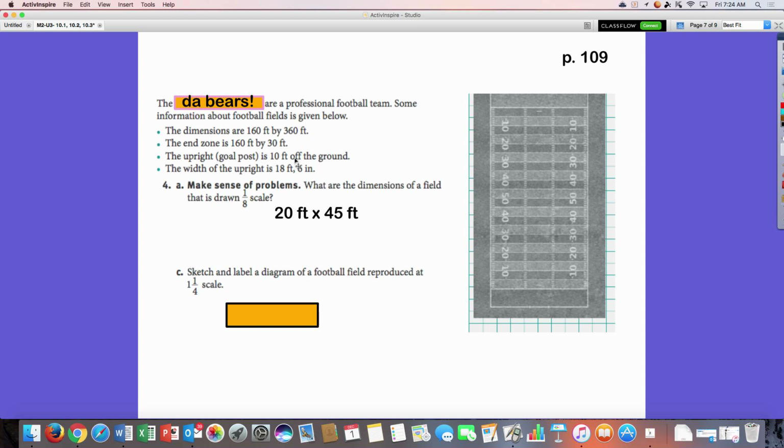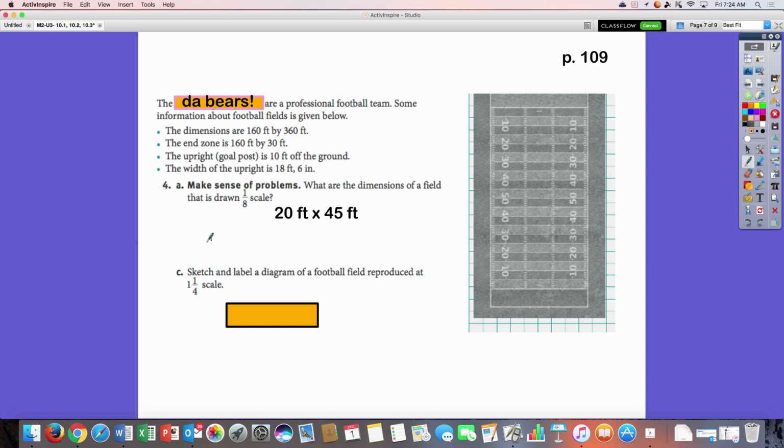The upright goalpost is 10 feet off the ground. Makes you realize when guys dunk the ball over the goalpost that they're actually getting up there. Same as a basketball hoop. And the width of the upright is 18 feet by 6 inches. Now we're talking about scale. What are the dimensions of a field that is drawn 1/8 of scale?